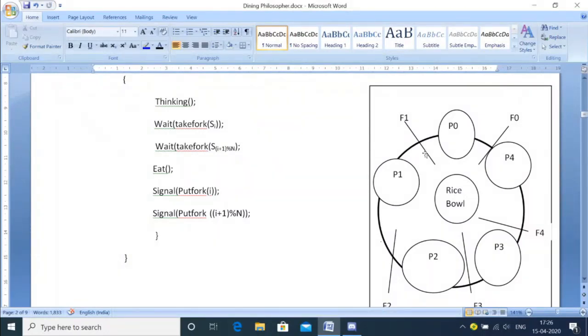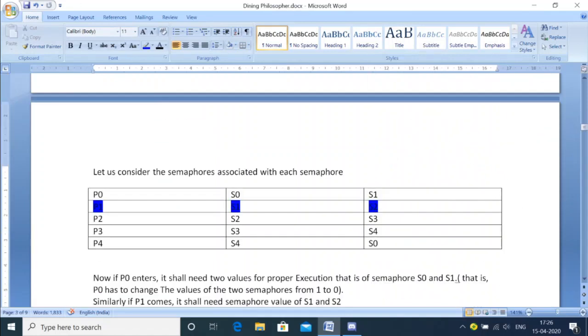Why could it not? Because P0 has already set the value of the semaphores of F0 and F1 from 1 to 0. Once it has set them, P1 will not be able to use the fork. Now P1 has to wait because S1 is not available. That means fork 1 is not available. P1 has to wait, so it will stay like that. Now we'll go to P2.